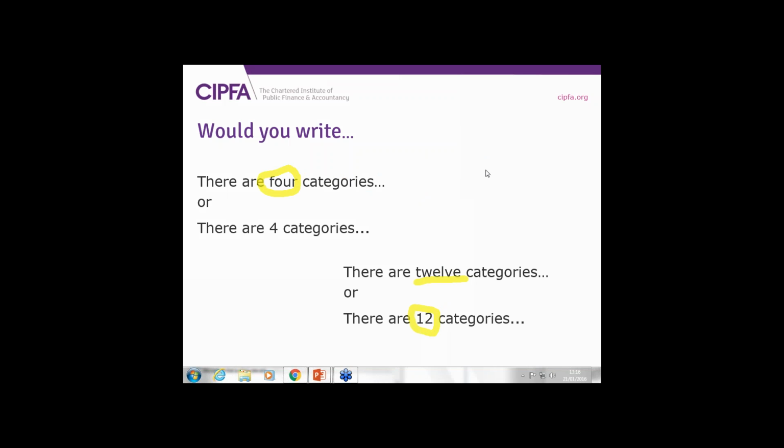I'm not a grammar pedant. I really don't mind how you write things. You might have a house style. But I think what can be a bit confusing, and actually just looks a bit unprofessional, is if you're inconsistent within the same report on how you write your numbers. So just bear that in mind as well.